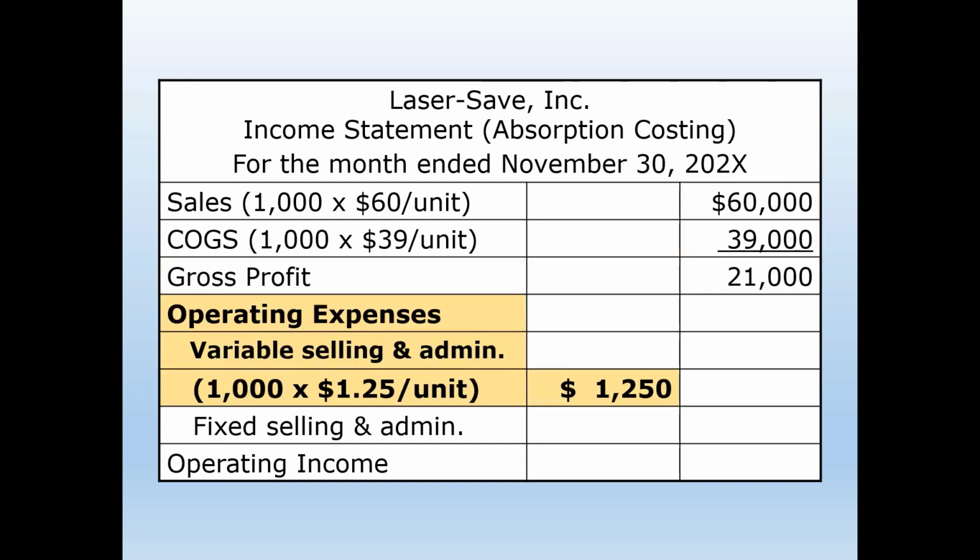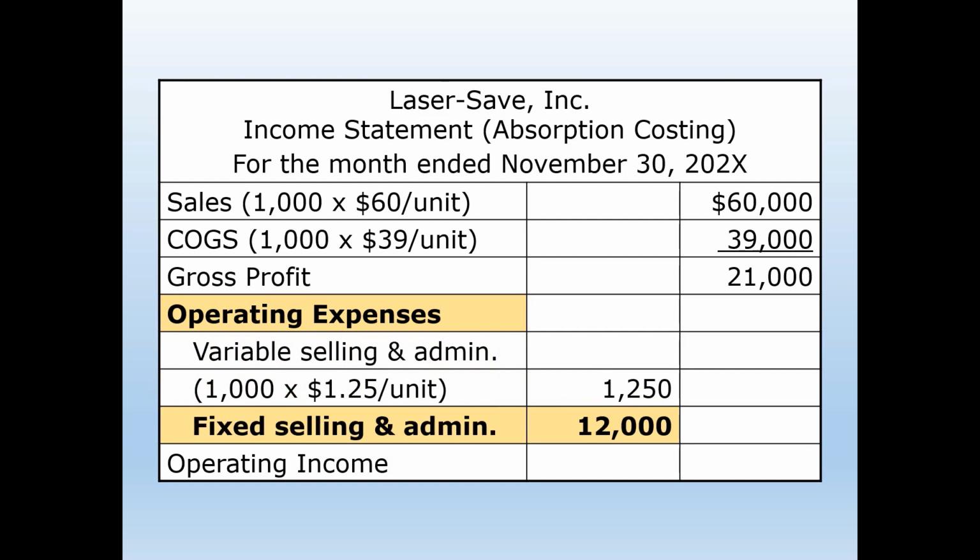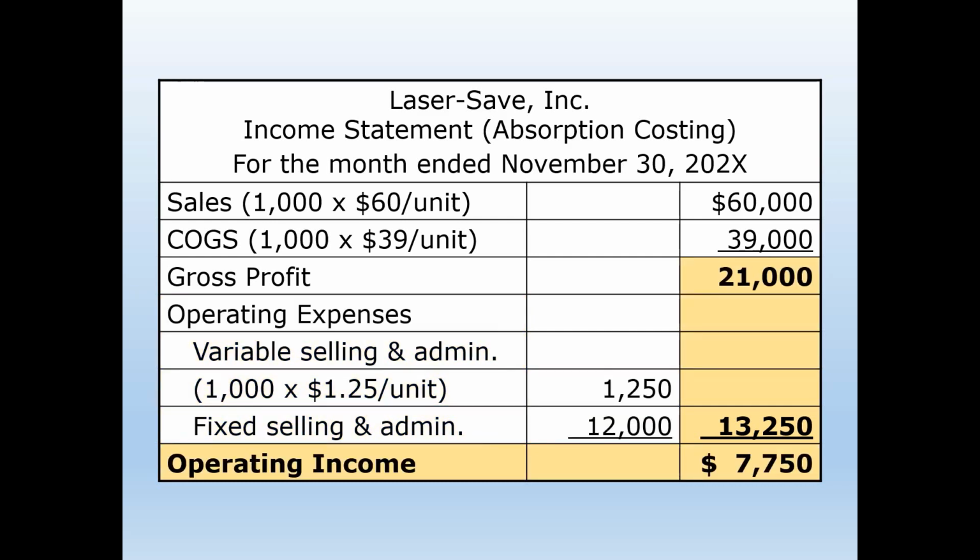Operating expenses include $1.25 per unit of variable selling and administrative times 1,000 units, plus the $12,000 of fixed selling and administrative. We can add those together and subtract from gross profit to get operating income for November.